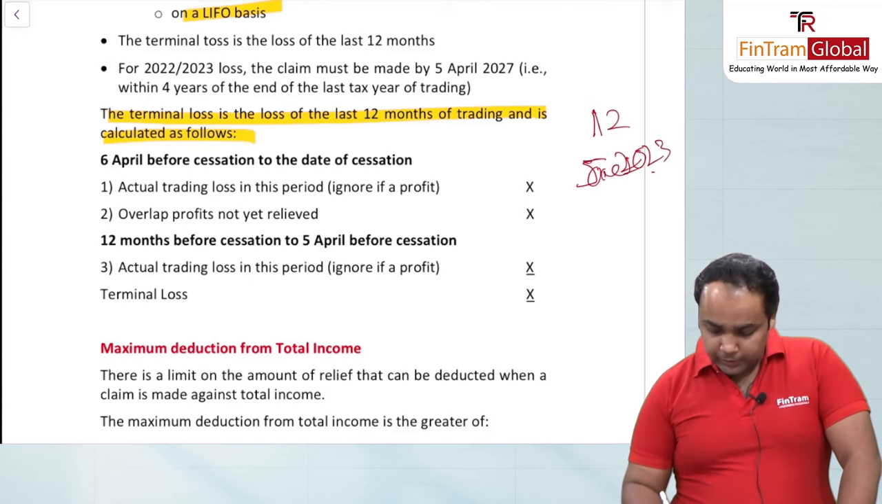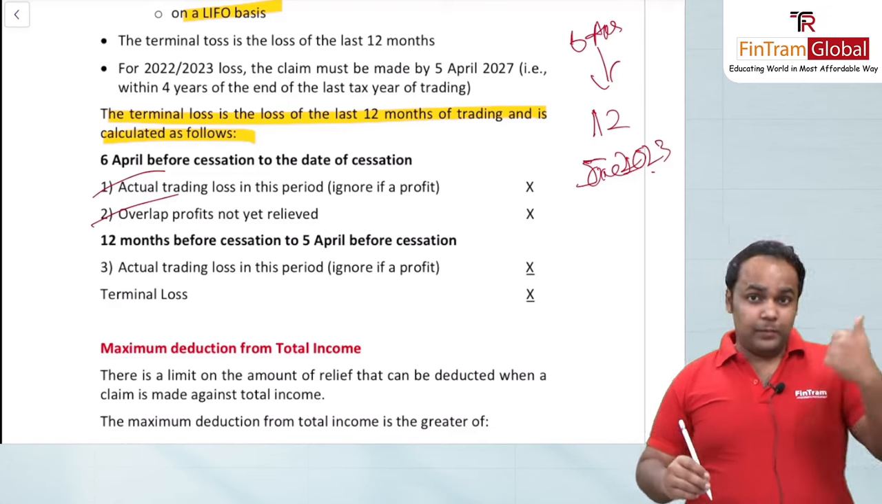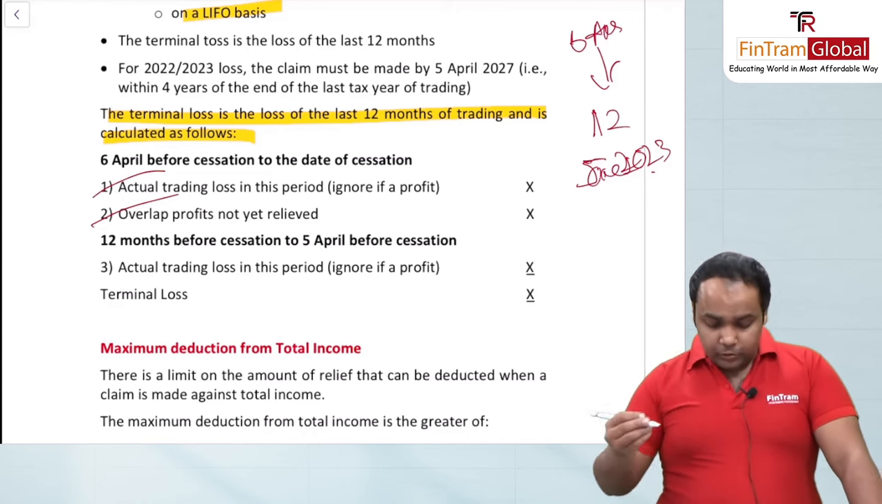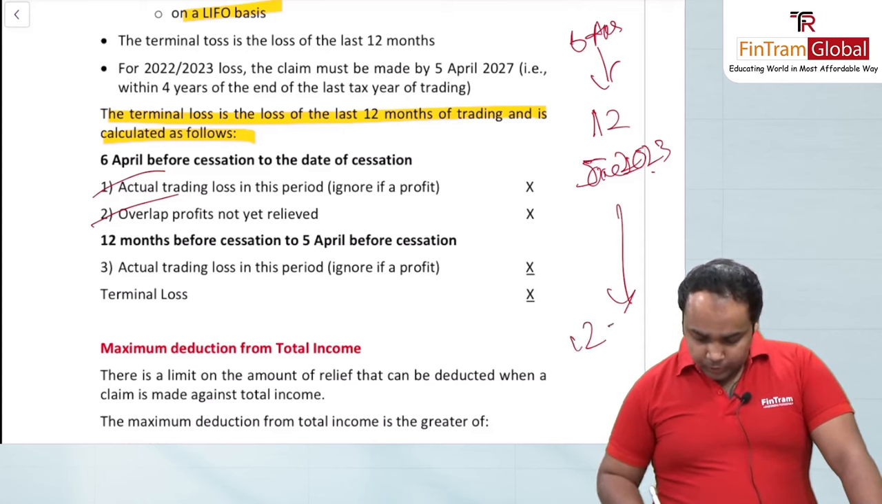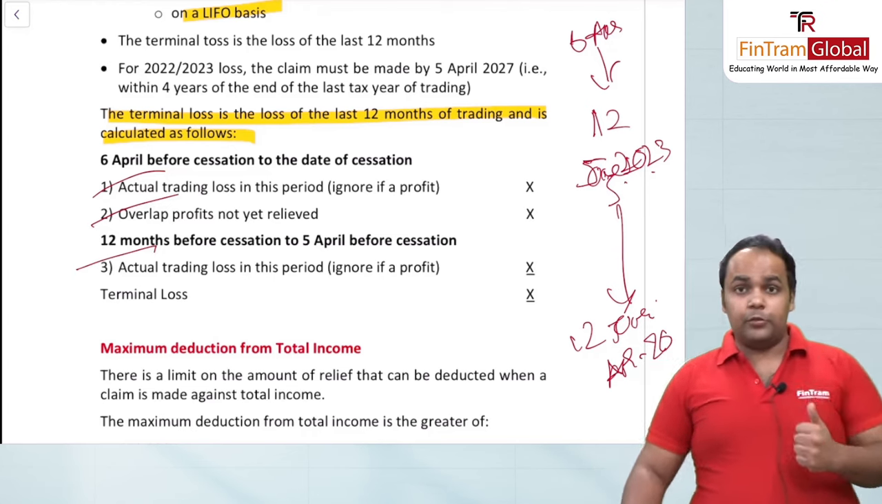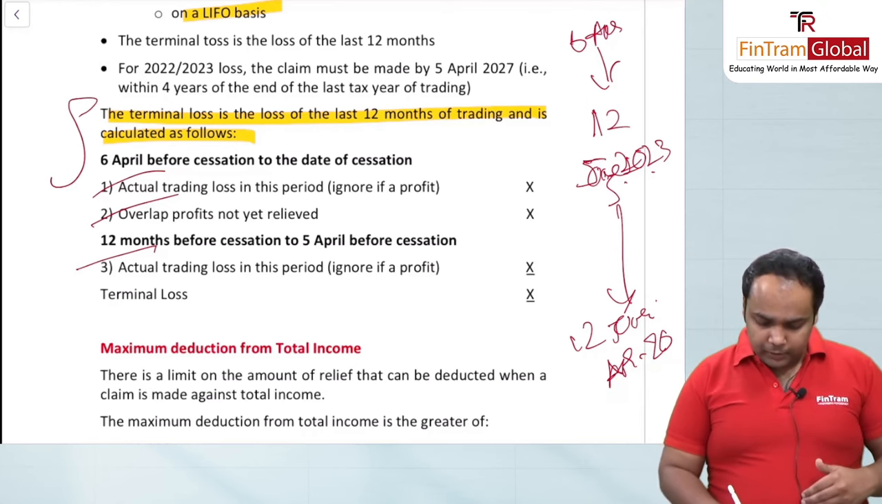12th June 2023, you will take 6th April before the date of cessation to the date of cessation, see the actual trading loss in the period, see the overlap profits not relieved. Remember, overlap profits have to be adjusted in the final year of trading. Then you also look at 12 months before cessation date. So we go to 12th June 2022 to 5th April 2023, and you see actual trading loss in the period. So you take the 12 months prior to the date of cessation to calculate terminal loss and apply terminal loss relief accordingly.